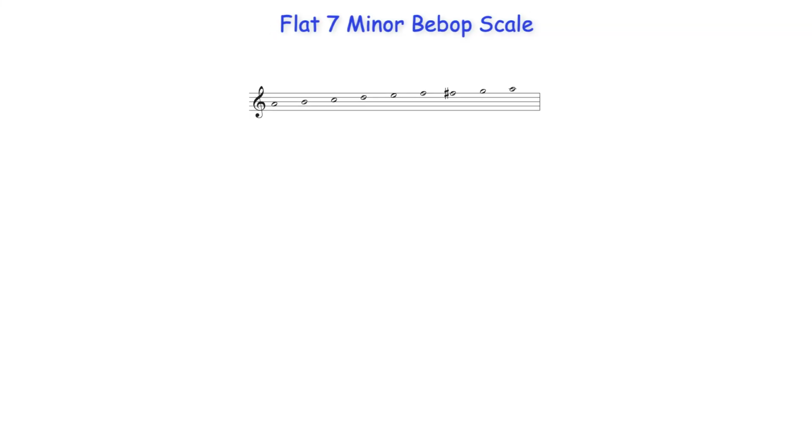The so-called flat 7 minor bebop scale consists of the notes of the natural minor scale with an added note between the lowered 6th and 7th degrees. The structural tonic chord of this scale is a minor 6th chord, while the lowered 6th degree is the 7th degree of a structural dominant 7th chord.